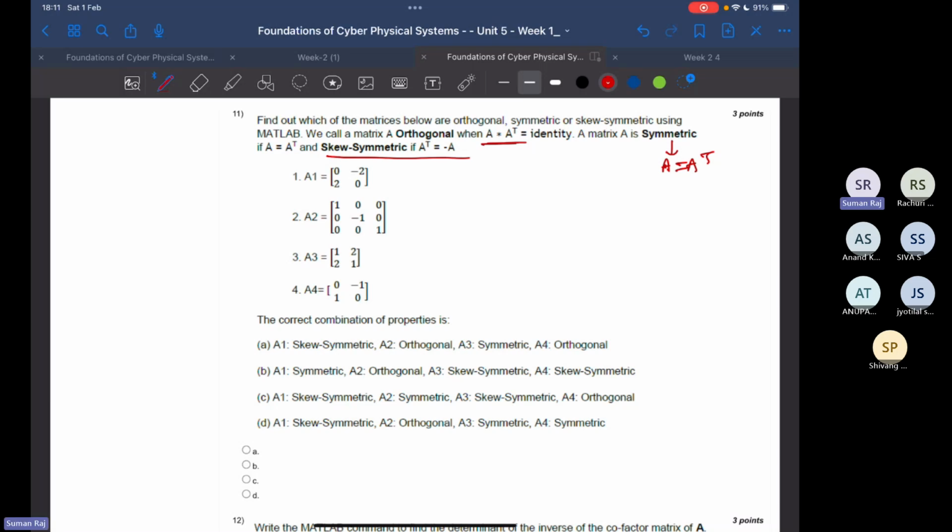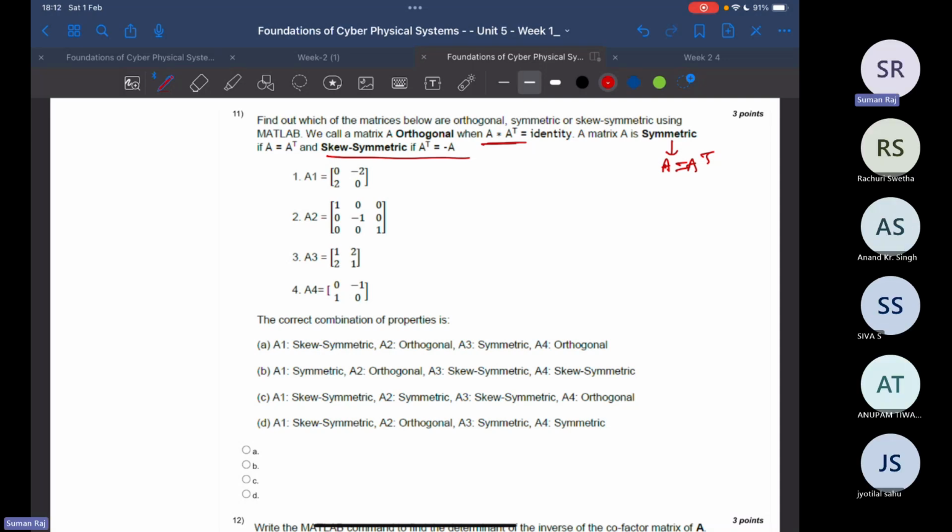A equal to A transpose is called symmetric. Okay, that is fine. I don't see two answers here, Anupam. It's only one of them.